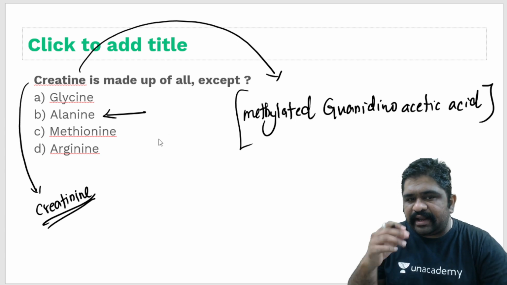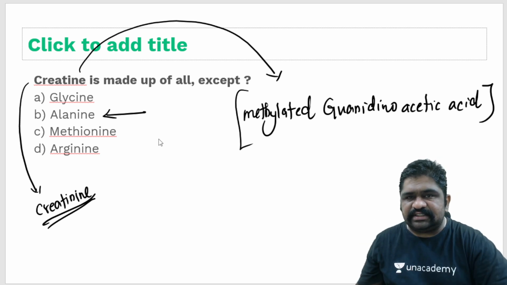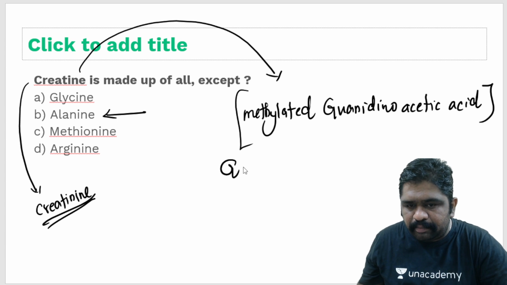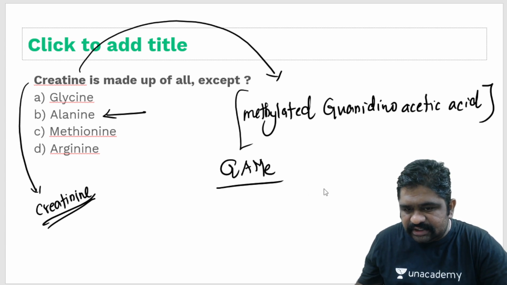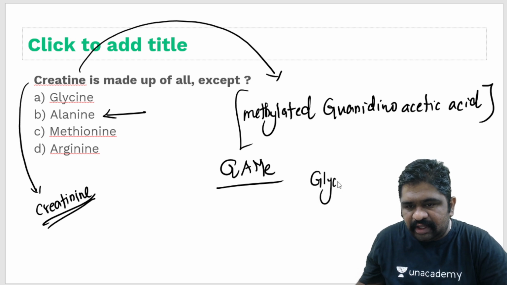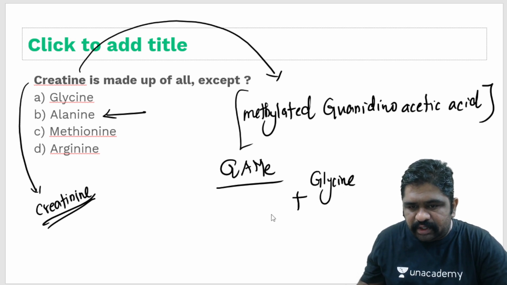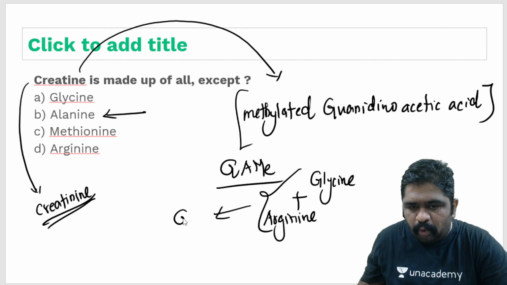Now, how is creatine synthesized? It's a very simple step forward. You can remember it by a mnemonic called GAIN. What does this mean? G stands for glycine. Glycine will react with arginine to form a compound called guanidinoacetic acid.